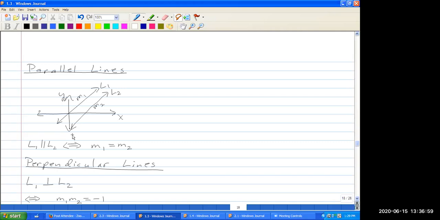Okay. Perpendicular lines. Two lines, L1 and L2. Oh, and I should say that parallel lines are denoted by L1 and L2 with two lines next to each other. That's the mathematical symbol for parallel lines. So just having two lines next to each other, like that. Okay.